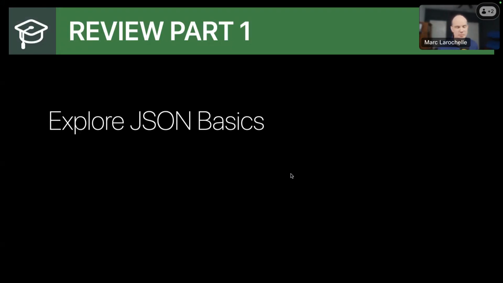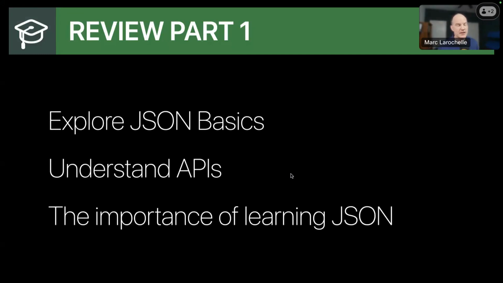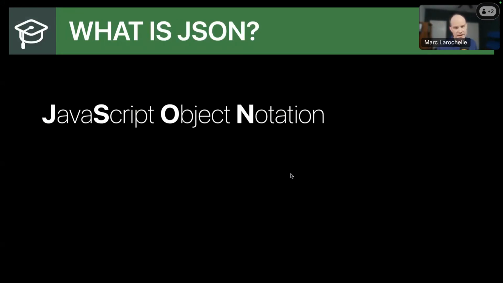So we explored the JSON basics in part 1, and we took a look at APIs and their importance in the marketplace, as well as the fact that all or most of them use JSON in one form or another. Understanding an API is really essential and goes hand in hand with understanding JSON. Again, I encourage you to go back to part 1 if you're brand new.